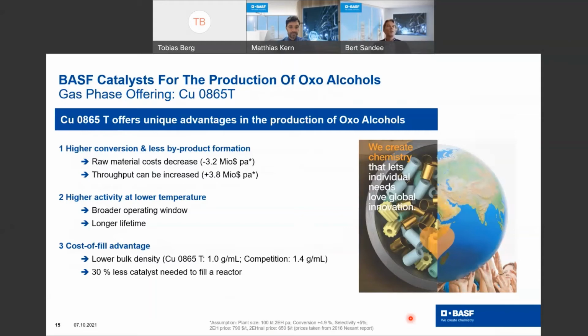Beyond that, we have good evidence here that it can be operated at a broader operating window, which has a very good effect on lengthening the cycle life of your catalyst. And as we started to mention, all of this can be done at a lower cost of fill advantage of around about 30%.